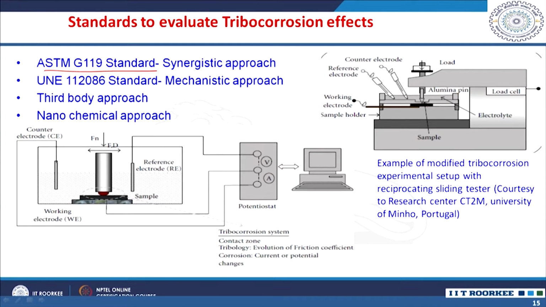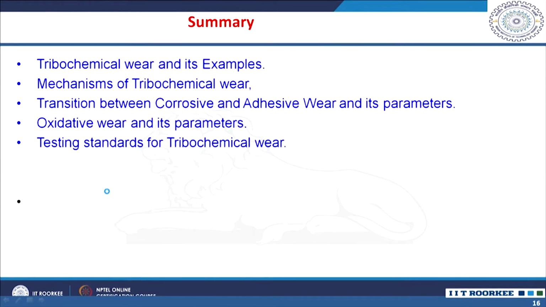This is one reciprocating setup. When the load is applied, you can see there is a reference electrode and a counter electrode. This is the specimen sample which is called the working electrode. So, in a corrosive environment under loading conditions and reciprocating movement, you can actually evaluate the effect of this sliding in a corrosive environment, the synergetic effects of mechanical wear and corrosive wear, right, that is tribocorrosion. There are certain standards available to evaluate the tribocorrosion effects.